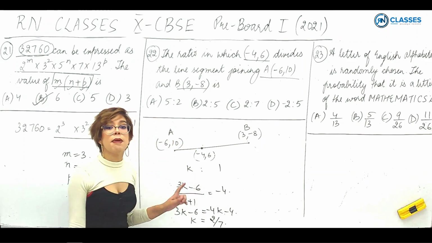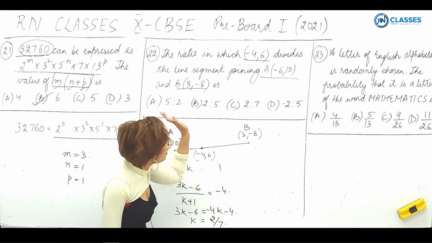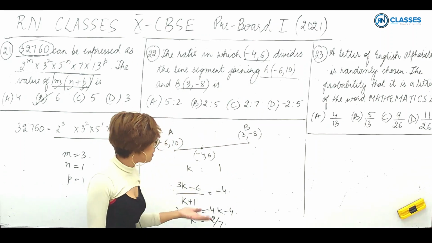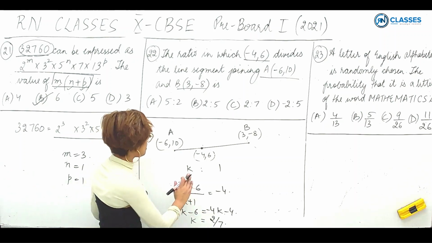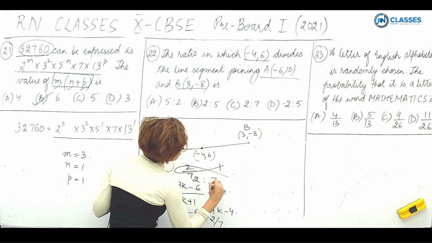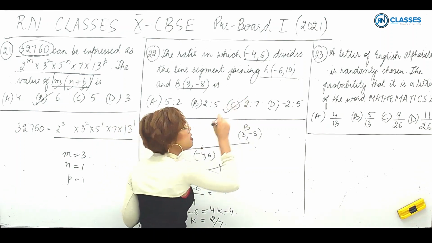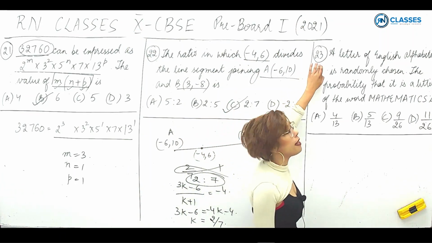Now you say ma'am, let's check for the second one as well. As you can see, none of these answers has it. That means one of these has to be correct. Now, since the first one is giving the answer, there is no need to check the second. I know that since k is equal to 2 by 7, the ratio will be 2 is to 7, as in the answer is option C. Done? Now, next, question number 23.